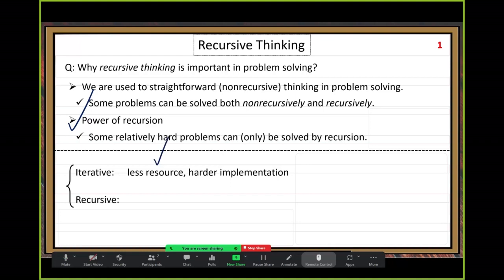This is its other advantage: less resource, it saves computing resource. I will explain this part a little more. But it has a harder implementation for hard questions, not for easy questions. Harder implementation for hard problems.